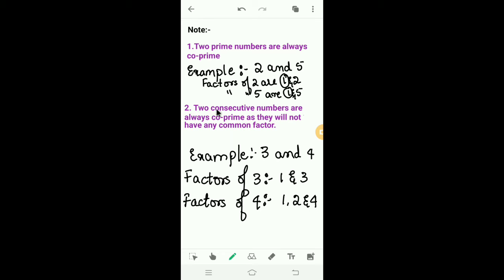Second note, two consecutive numbers are always co-prime as they will not have any common factors. For example, 3 and 4. Factors of 3 are 1 and 3. Factors of 4 are 1, 2 and 4. In this, 1 is the common factor between 3 and 4. So we can say 3 and 4 are co-prime numbers. Two consecutive numbers are always co-prime as they will not have any common factor.